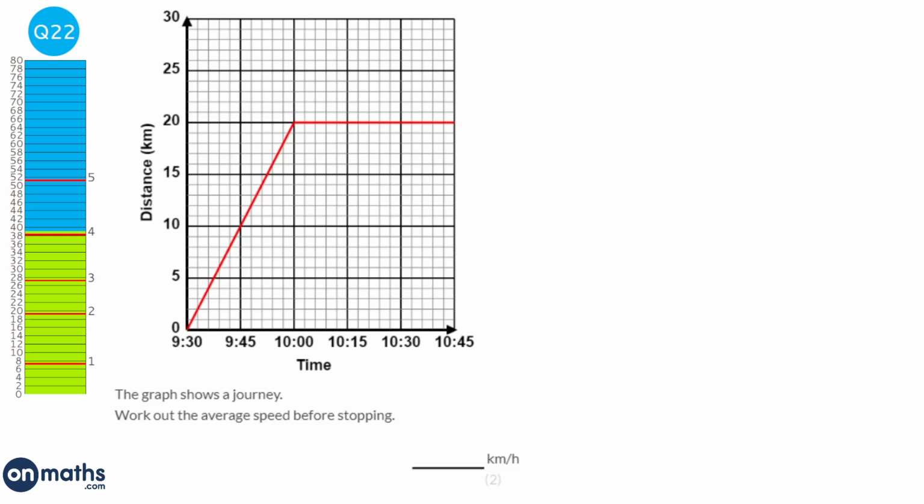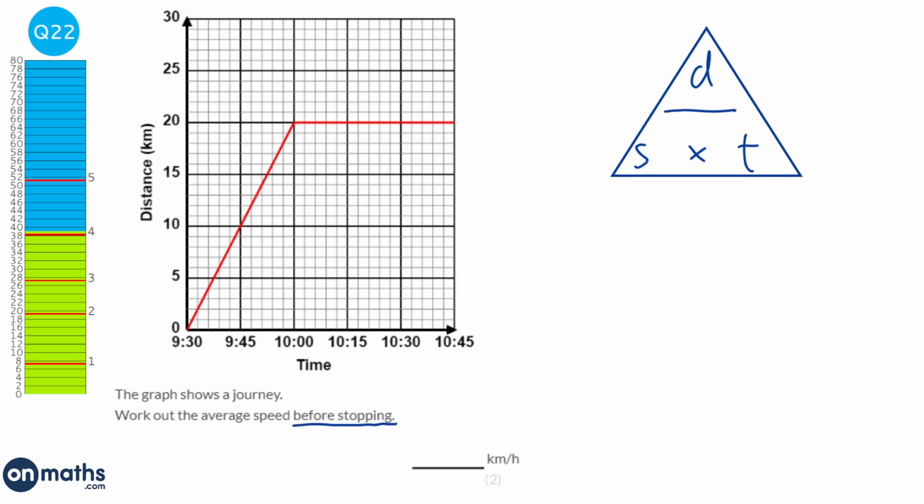So we're asked to work out the average speed. So we've got to first of all remember the triangle. So average speed is total distance over total time. And we're told to find the average speed before stopping. So stopping is shown with a horizontal line on a distance time graph. So it's up to this point here.